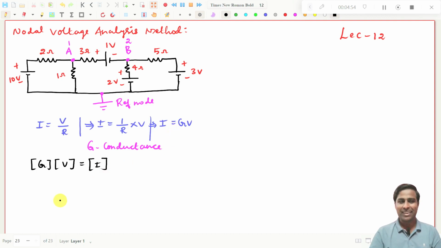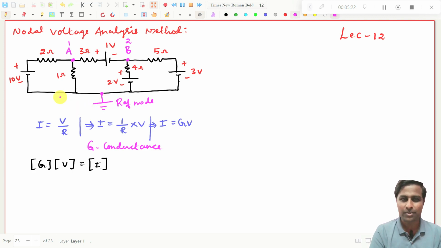We have written already, right? There we have written for voltage. Here we are writing it for current. Right? This is conductance matrix. This is voltage matrix. This is current matrix. And now you see, we are going to find what is the voltage in this node with respect to this reference node.